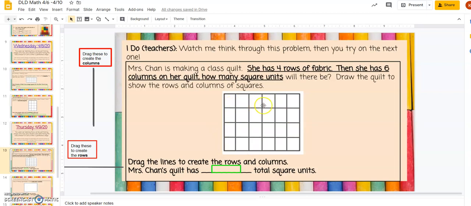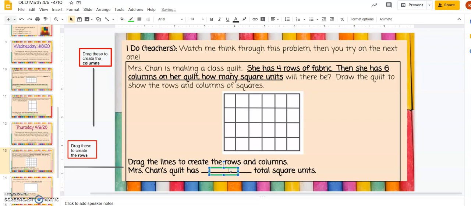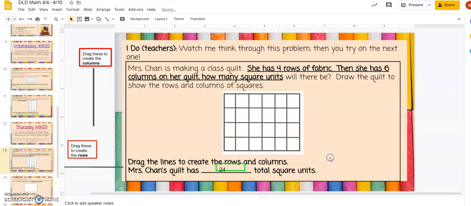1, 2, 3, 4, 5, 6, 7, 8, 9, 10, 11, 12, 13, 14, 15, 16, 17, 18, 19, 20, 21, 22, 23, 24. So you're going to click in the box and I'm going to type 24. Maybe I'll move that up a little bit so you guys can see it. So there are 24 total square units.